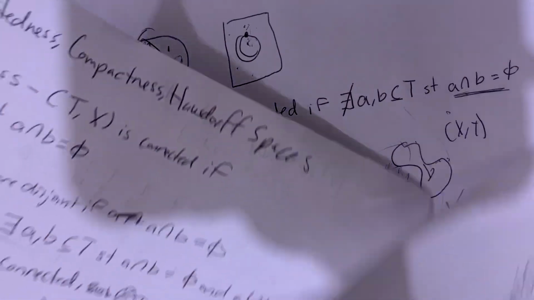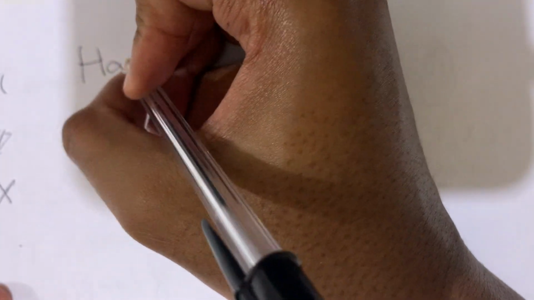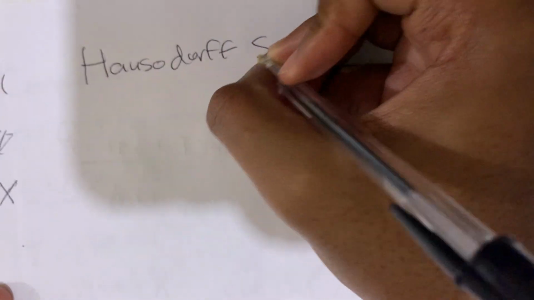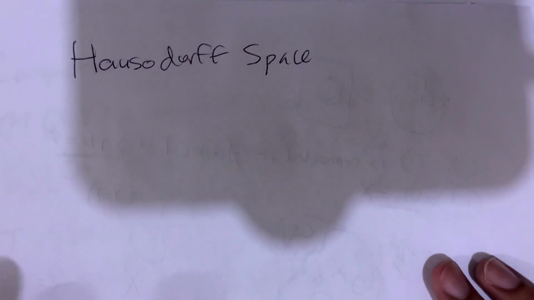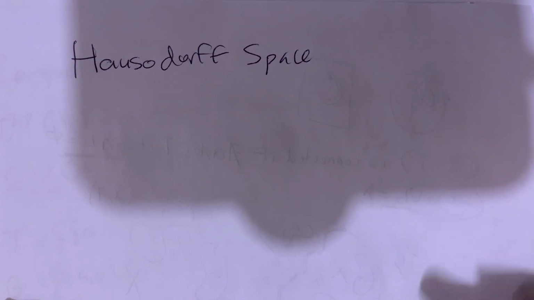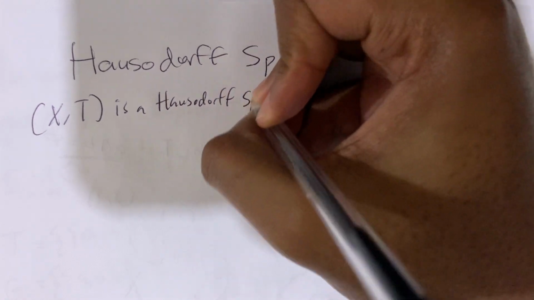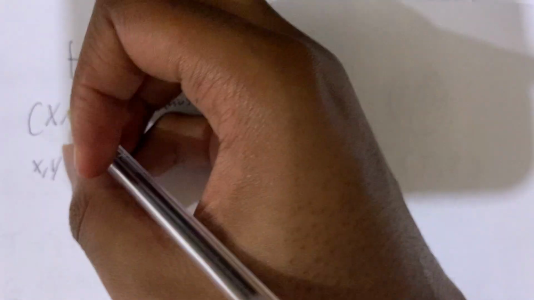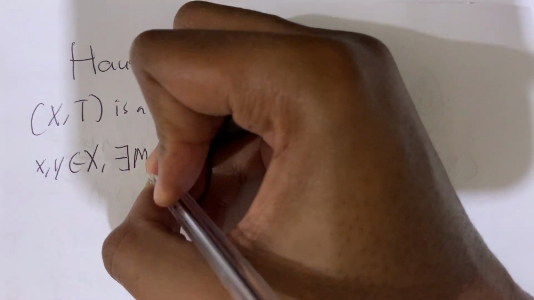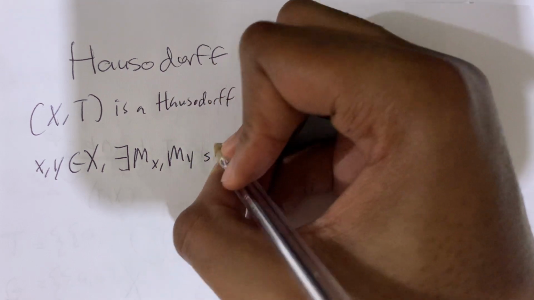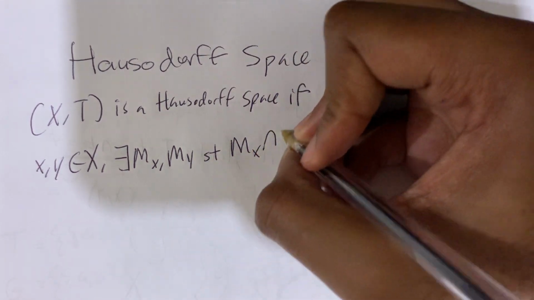Lastly, we have the concept of a Hausdorff space. This one is going to be much easier to explain. Almost every space is a Hausdorff space, at least the ones that we are going to encounter. The Hausdorff space is defined as so: (X, T) is a Hausdorff space if, for small x and y in X, there exists some neighborhood Mx around x and some neighborhood My around y, such that Mx and My are disjoint.